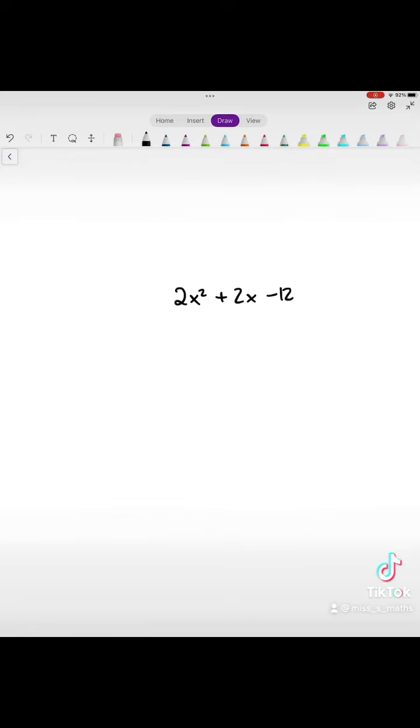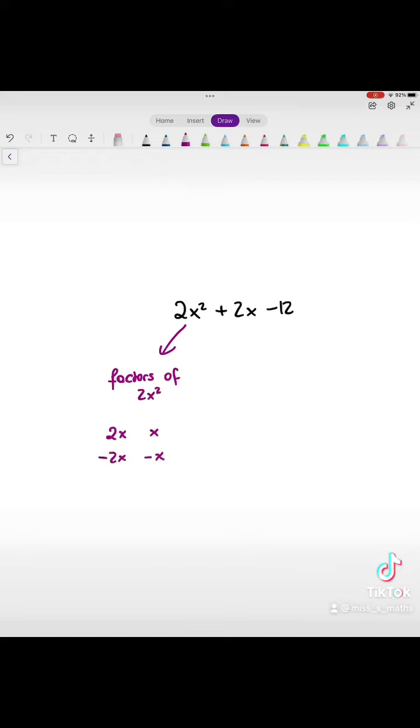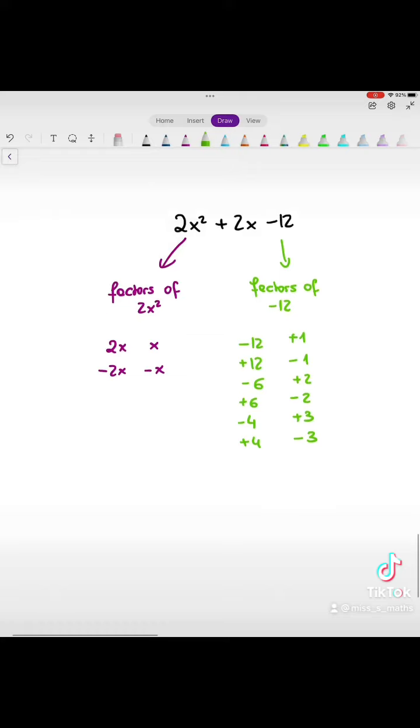Now let's test out that same method for a quadratic expression where the x squared has a coefficient, so a number in front of it. We have to also factorize this coefficient now as well. So the 2 cannot be factorized any further than 2 and 1, so we have 2x and x, or minus 2x and minus x as possible factors.